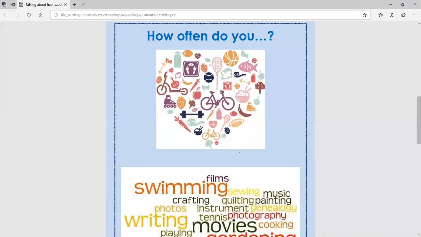The question, how often do you ride a bicycle, for example? No, that's my question. How often do you ride a bicycle? Okay, here it is. How often do you ride a bicycle? I use it every day. Hey, that's great. Very good. Anybody else? I use it sometimes. You could say I sometimes use it.